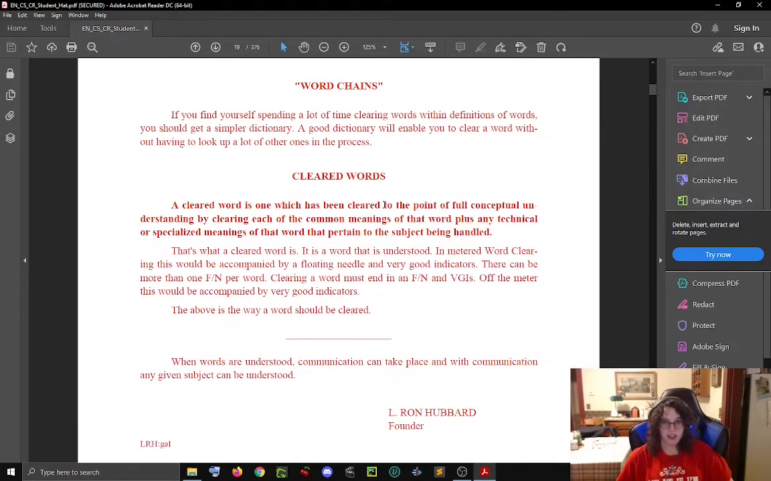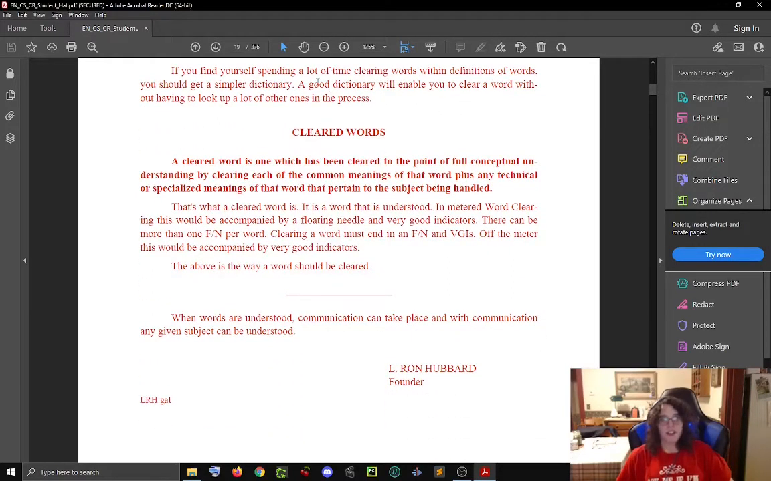What if the dictionary that you're using is one of the ones that was recommended above? Now what happens? Cleared words. A cleared word is one which has been cleared to the point of full conceptual understanding by clearing each of the common meanings of that word, plus any technical or specialized meanings of that word that pertain to the subject being handled. That's what a cleared word is. It is a word that is understood.